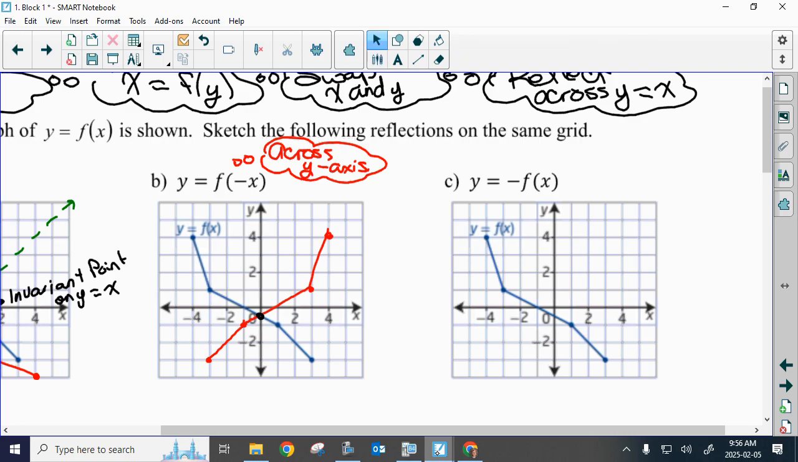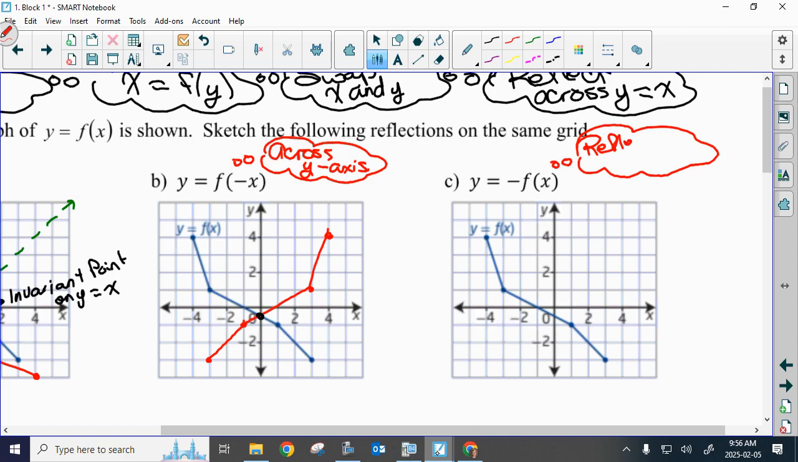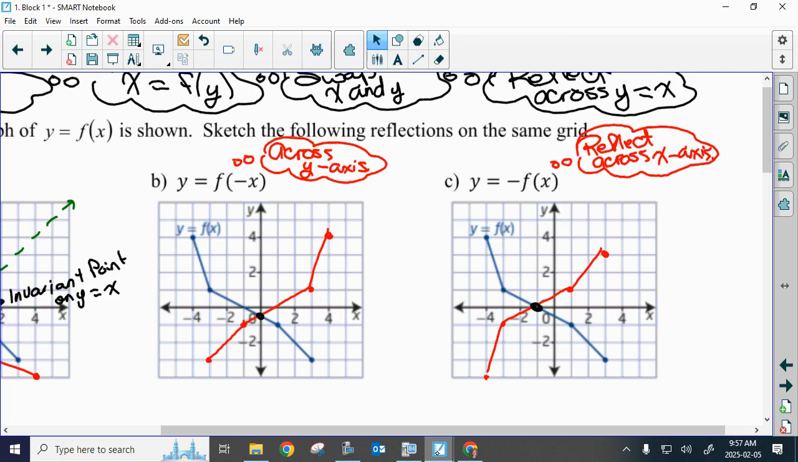And then this last one, this is a reflection across the x-axis. And if I reflect across the x-axis, this is below the x-axis, it becomes above. If you wanted to deal with the mapping, you could set up your mapping. Your invariant point is going to happen on the x-axis. This is my invariant point on the x-axis. Are we okay with that?